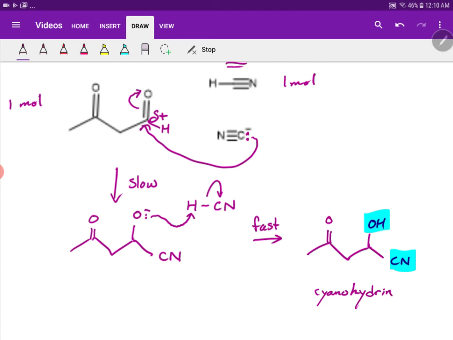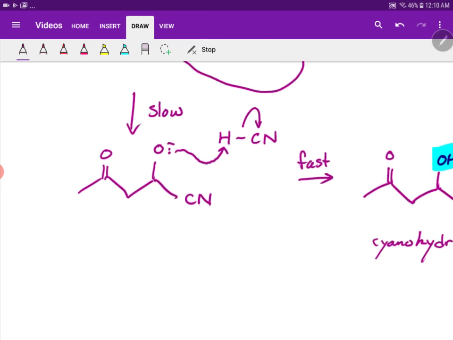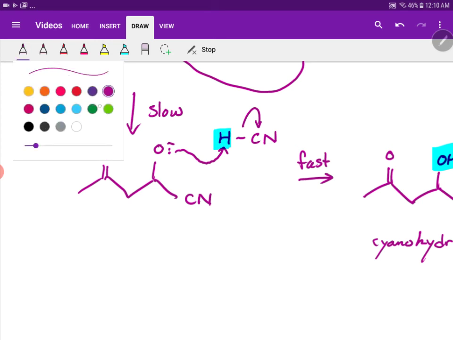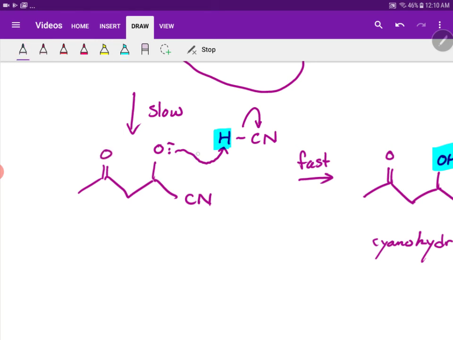The thing that we have to look at at this point in time is, why do we need this proton here? Assuming we don't have this proton here, this pair of electrons is going to come back here and kick this CN out. So altogether at the end, we are going to get this product. If this step occurs, we are going back to square one. That is why it's very important for you to have HCN present.